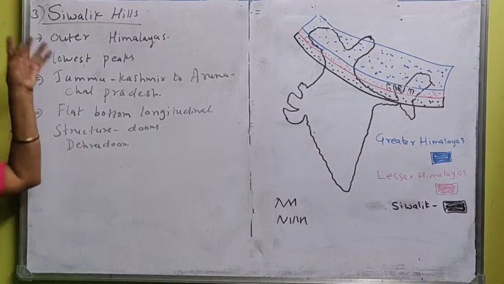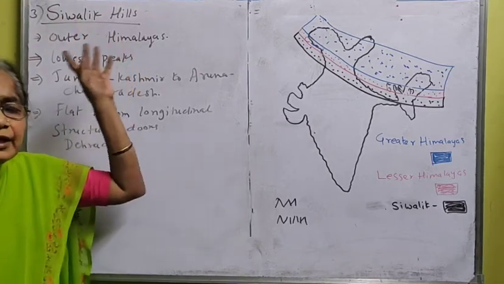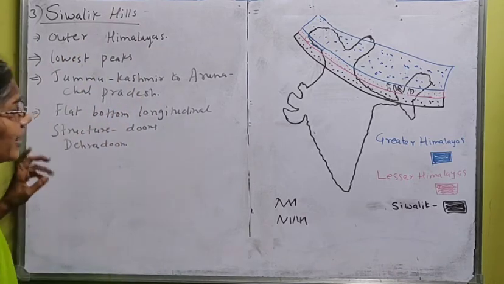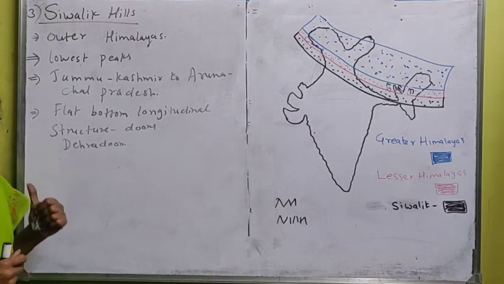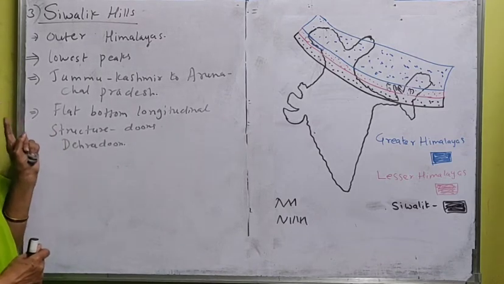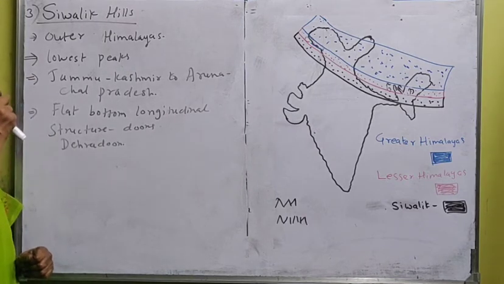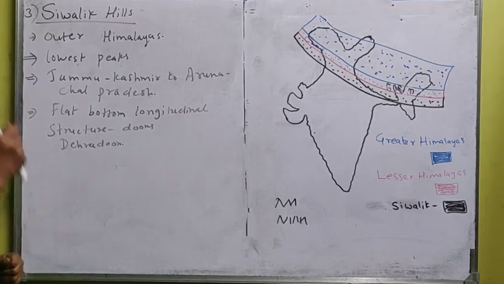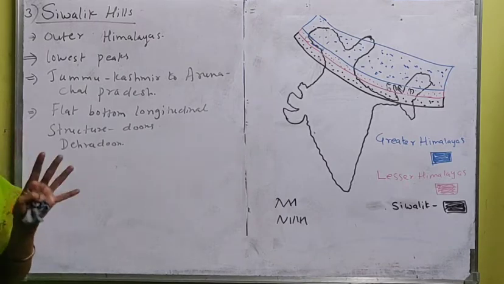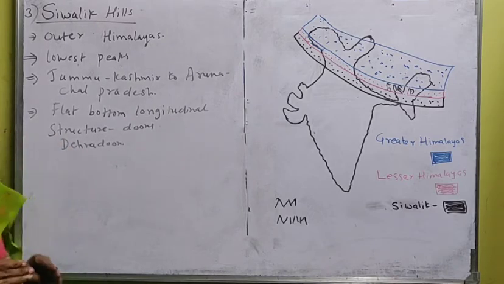We will go to the third and final division. As you can see, the black region marked is your Shivalik range. It is the outer Himalaya. First is the Greater, then the Lesser Himalaya, and then this Shivalik. So it is the outermost part of the Himalayas. It has the lowest peaks, about 600 to 800 meters. The peaks are very low over here.